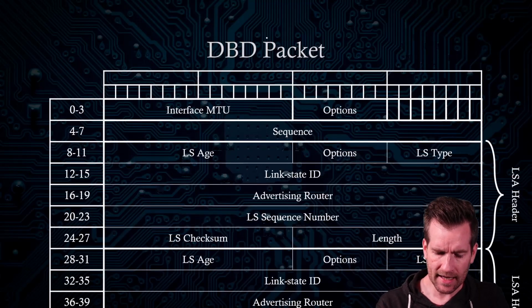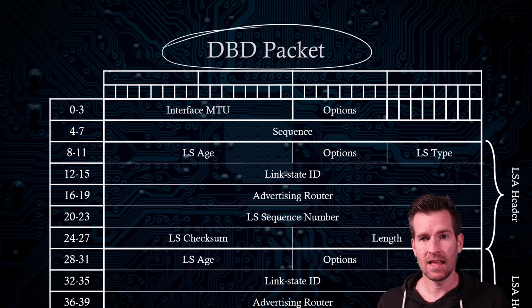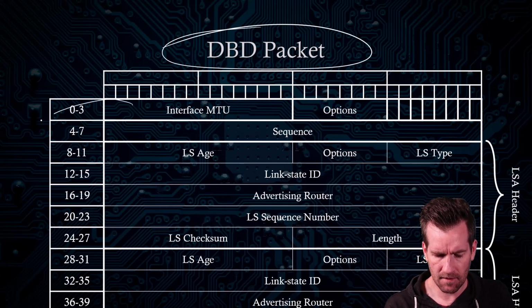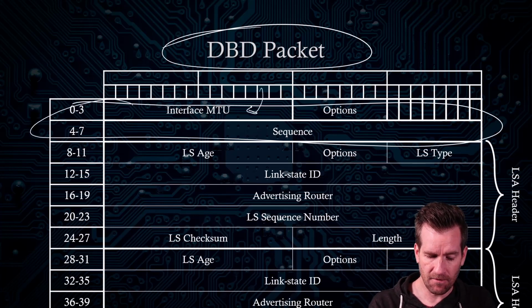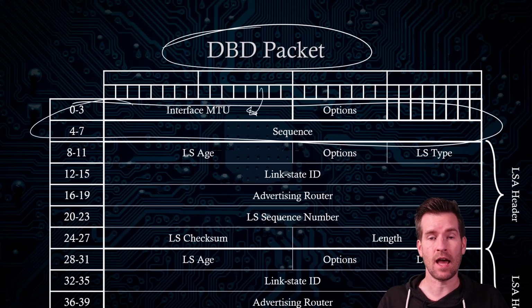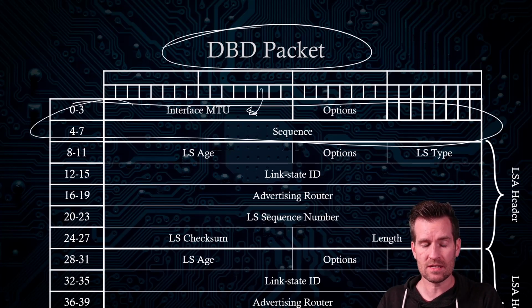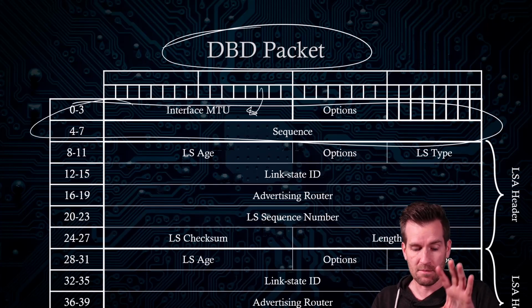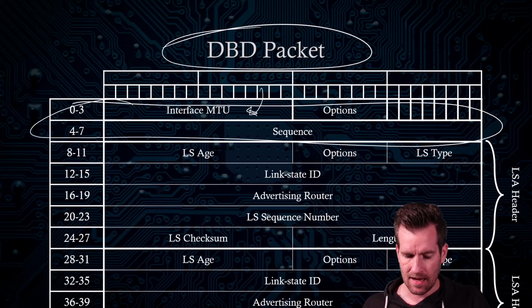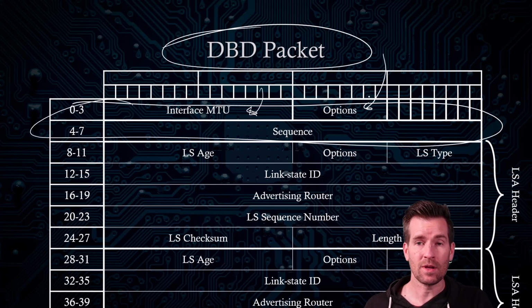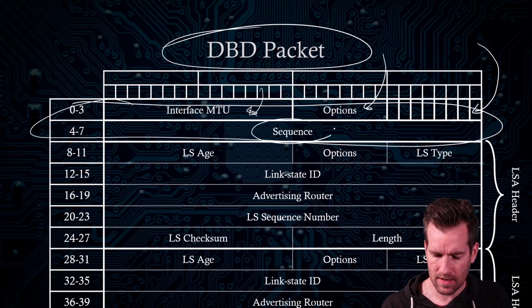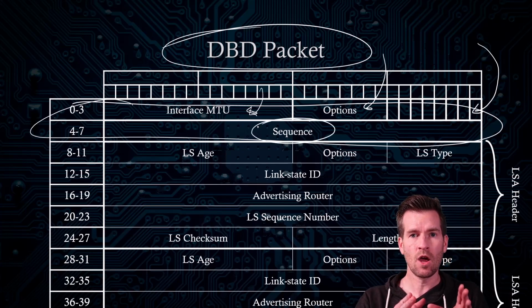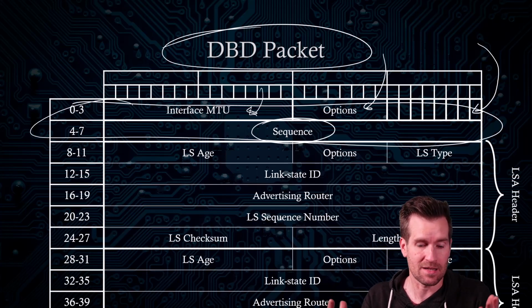So let's take a look at the database packets. The database packets, first of all, have some information in the first 8 bytes up here. One of the things it has is the interface MTU. This just allows the other router to know what's the maximum amount of data that it can send over to this device without fragmenting the data. So that's the interface MTU. We've got some options that we can set in here. We've got some flags that are in here, and we have a sequence number. And the sequence number is to track which database packets are which.